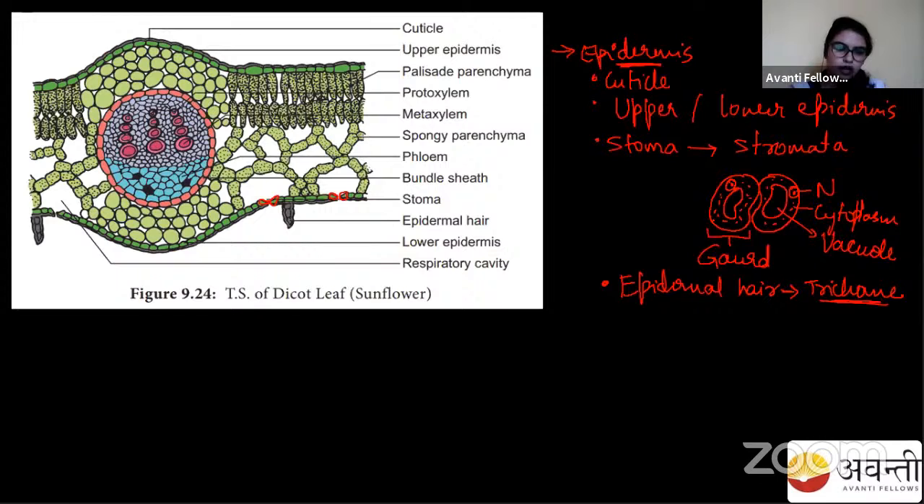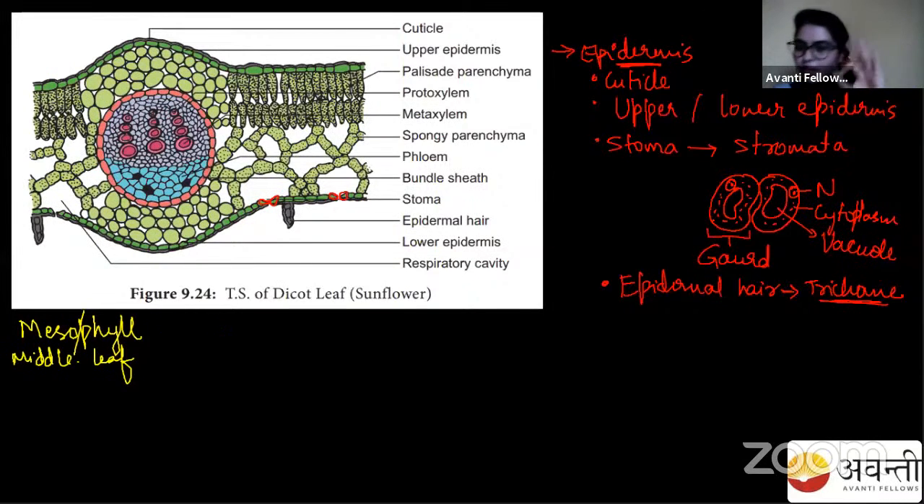Now let's move to another structure, that is mesophyll. I will write here mesophyll. First of all, let me split the term for you. What is mesophyll? Phyll is nothing but the leaf. Meso means middle. So mesophyll refers to the middle part of the leaf.